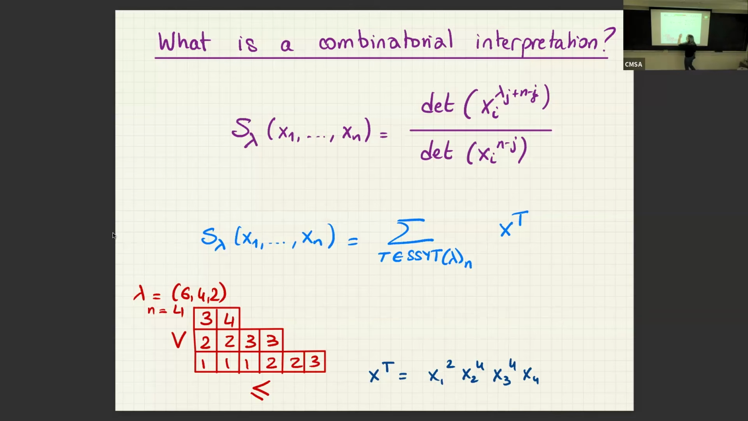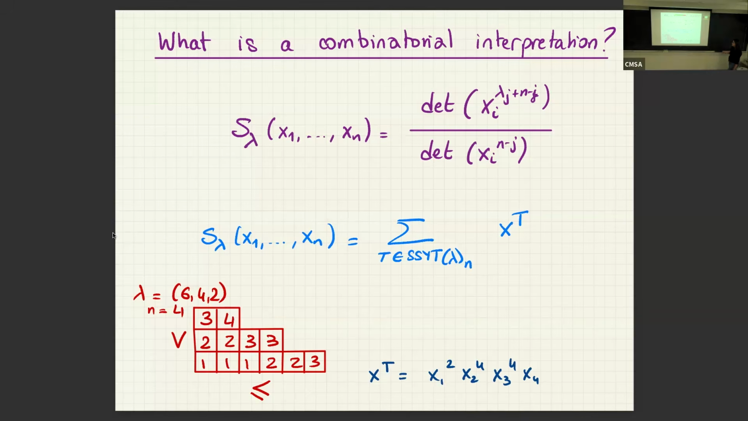So if lambda is 6, 4, 2, that's a partition of 12 into at most 4 parts. I write the diagram of my partition, and I fill this diagram with numbers from 1 to 4, such that I strictly increase in columns and weakly increase in rows. So for each lambda, I look at all the possible fillings of lambda with numbers from 1 to n. And to each tableau, I associate a monomial.